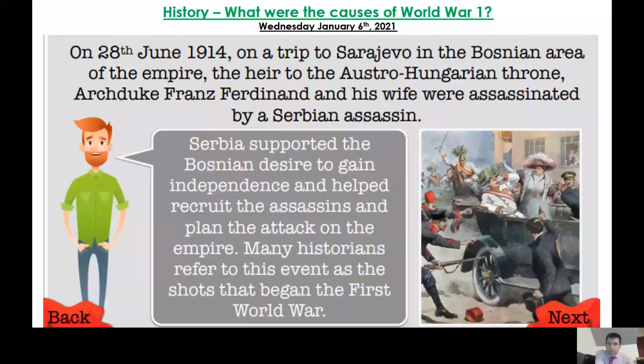Okay, now Serbia had supported the Bosnian desire to gain independence, one of these countries that was seeking independence, and helped recruit the assassins and plan the attack. Now, this is sometimes referred to as the shots that began the First World War. So by shooting these people, a chain of events is perceived as having happened, which caused this war that killed so many people.